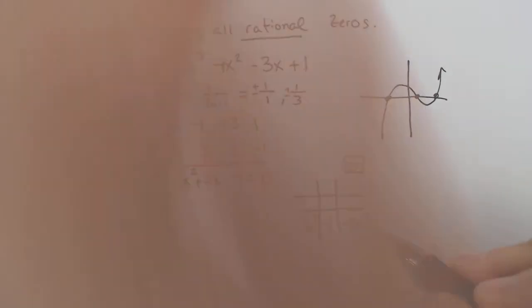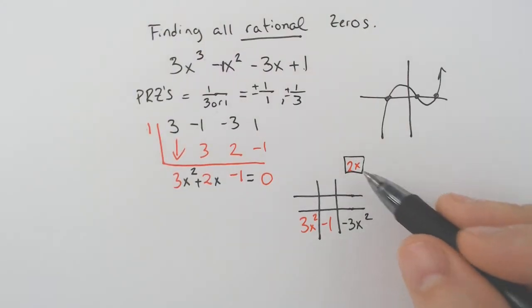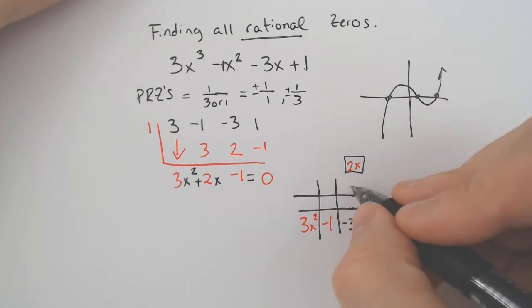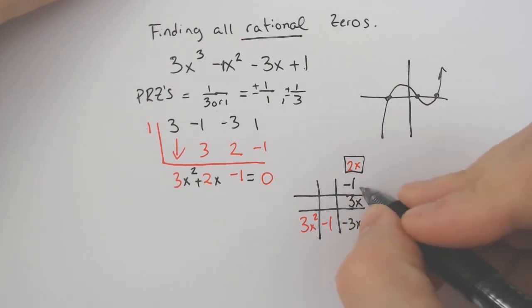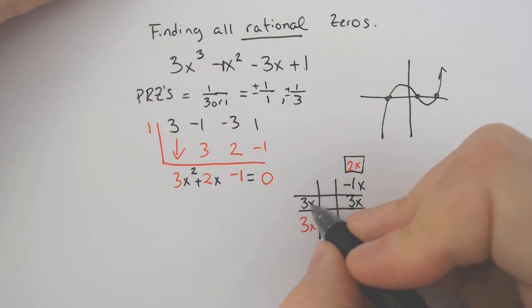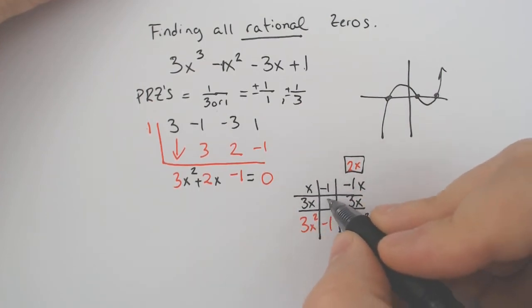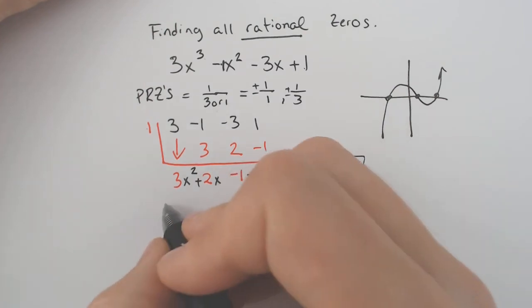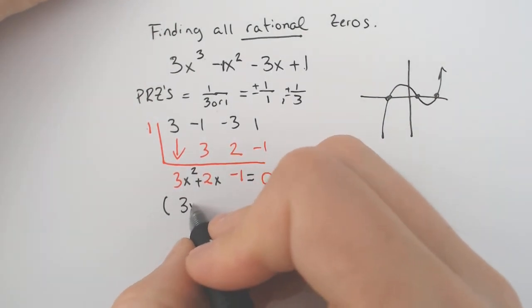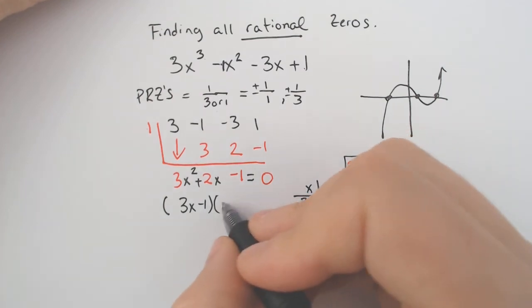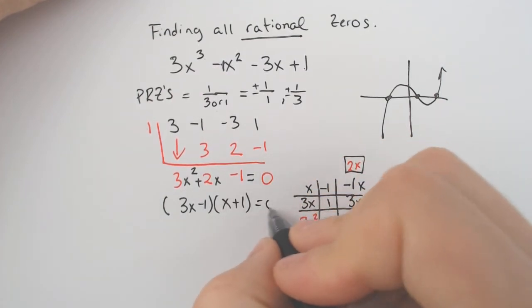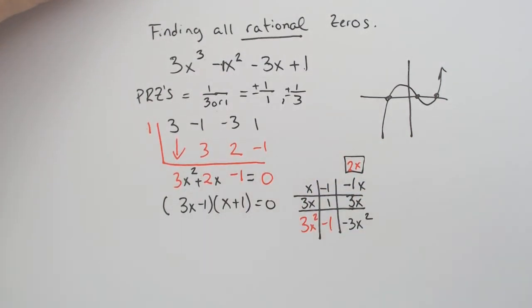What multiplies to -3 but adds up to 2? That would be -1 and +3. We put the 3 with the 3, x times -1, x times +1. So that means our factors are 3x minus 1 and x plus 1. Those are the factors for the other zeros.